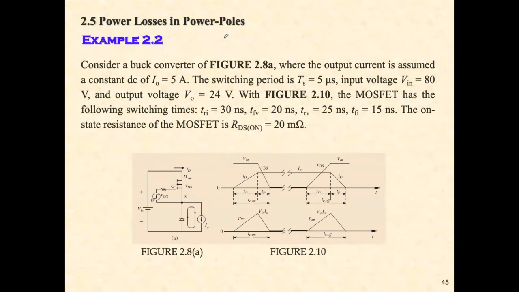So here is the converter. Then here we give you the turn-on and turn-off characteristics, and some very important parameters are given. For example, I naught is given, the switching period is given, input voltage and output voltage are given, and the on-state resistance is given. This one helps you calculate the conduction loss of the MOSFET.